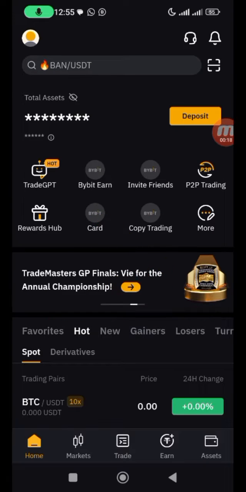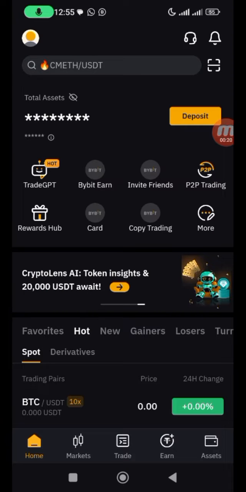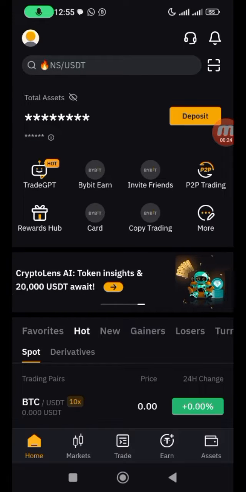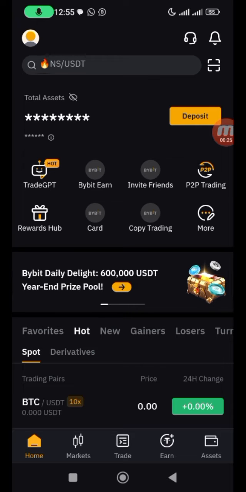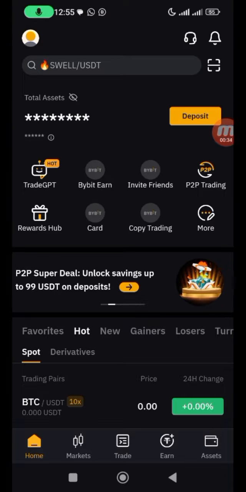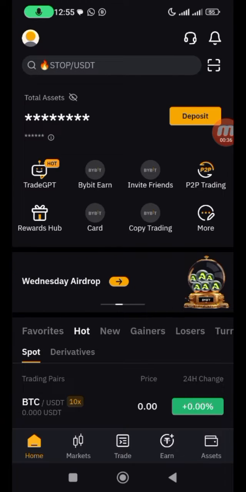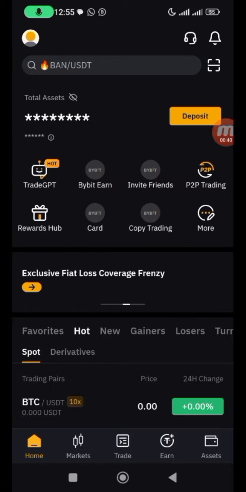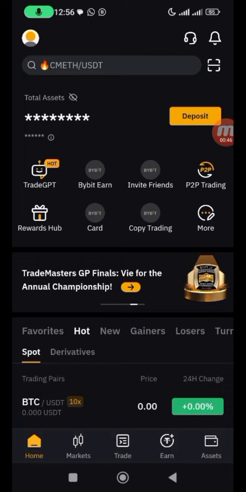Okay, so today we are going to be looking at understanding your Bybit exchange. So many newcomers don't know how to use this exchange, so we are going to go through this interface together. Bybit is a centralized exchange where you can buy, trade, and earn in cryptocurrencies. So this is how your exchange would look.